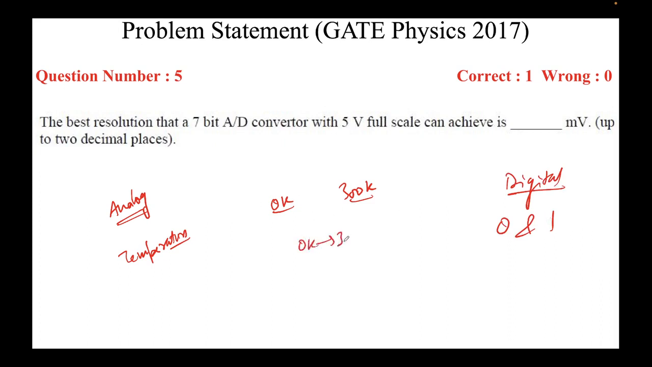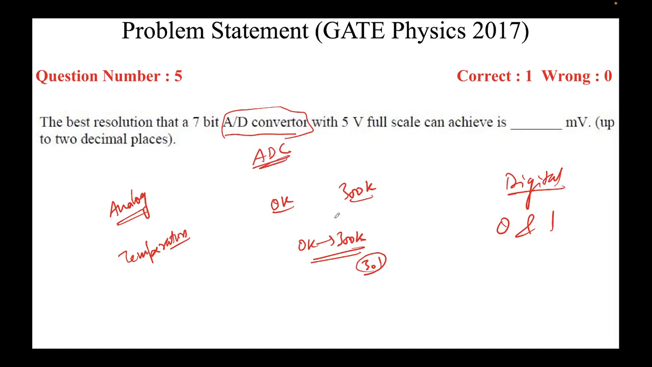Let's say 0 Kelvin to 300 Kelvin. There can be an infinite number of values here, and even if you take only whole numbers, there are still 301 whole numbers. How will you represent 301 whole numbers in just 2 bits, in just 2 numbers? So in order to save the data for temperature, we need to convert this analog signal to a digital signal, and that's the job of an A to D converter. This is how it's written, AD converter, or you can say ADC, analog to digital converter.